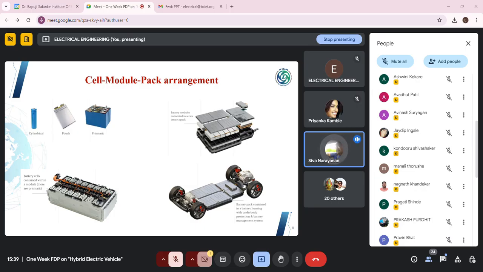The diagram I have shown here is taken from a real-time vehicle, where you can see at the bottom there is a battery pack, and the motor is connected directly to it. Next slide.